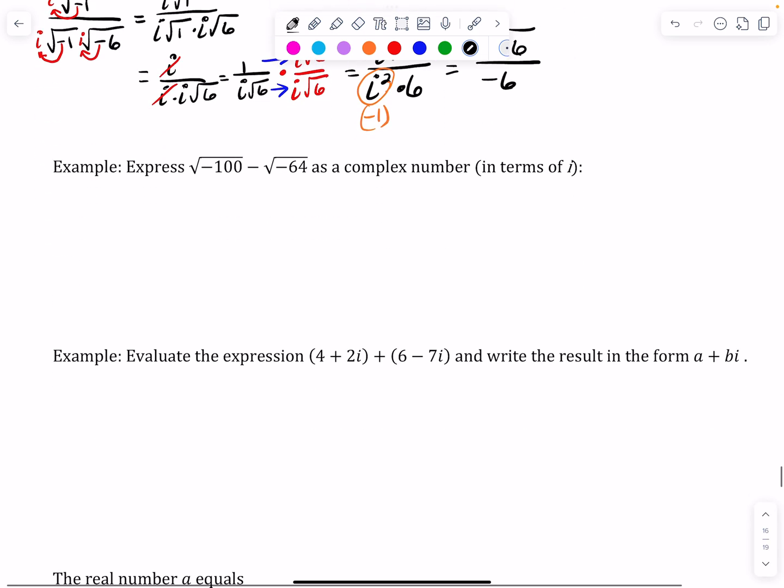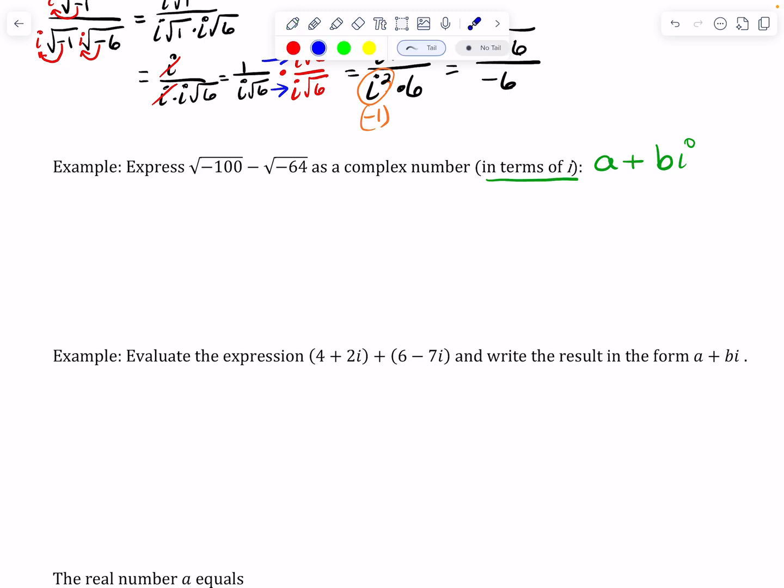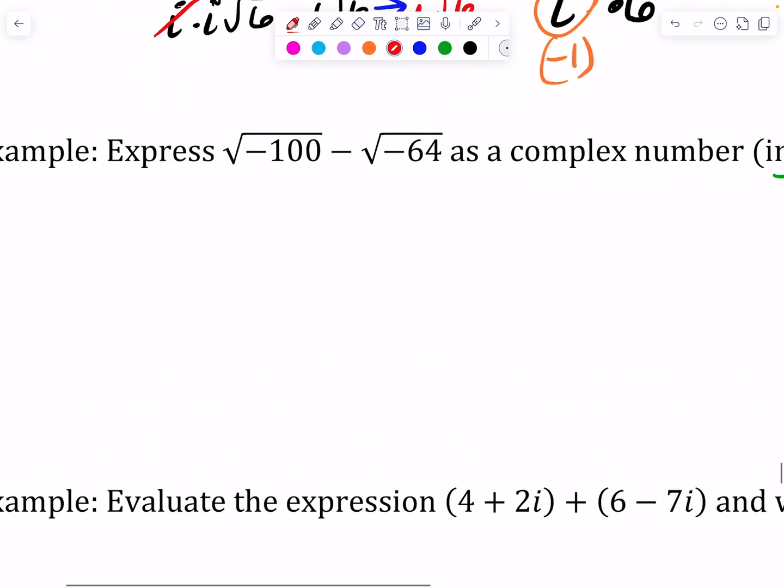Okay, so this next one, we have subtraction, and we're asked to write it in terms of i, which means we need to write it as a plus bi. So we always have to write the real part first and the imaginary part second. So now we can take out the negative. It's going to become an i.